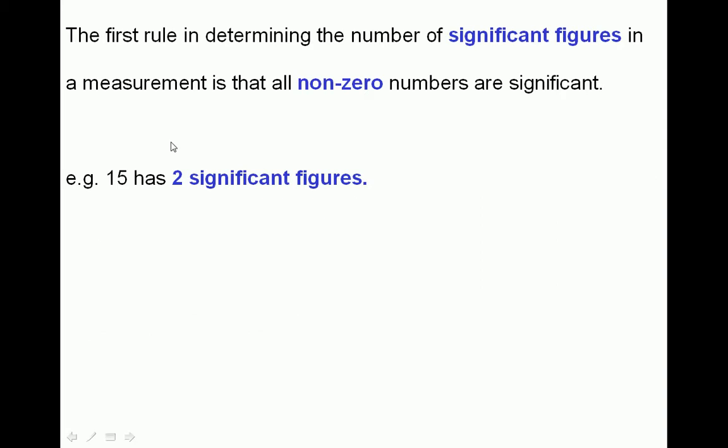So when we look at a measurement and we want to know the number of significant figures in that measurement, we need some rules to guide us, and the first rule is that all non-zero numbers are significant. For example, 15, both the 1 and the 5 are non-zero, has 2 significant figures.